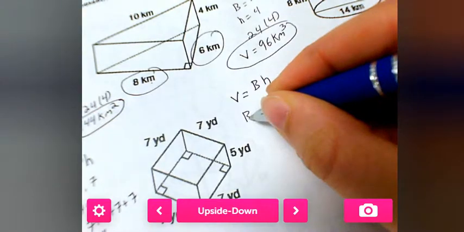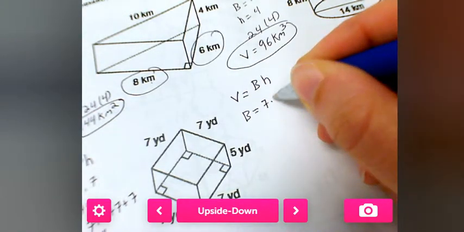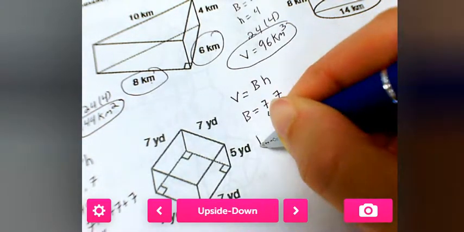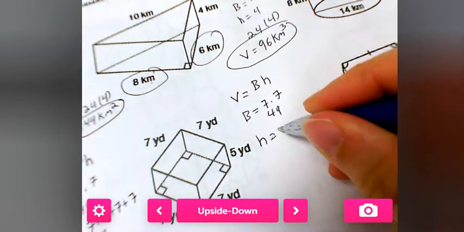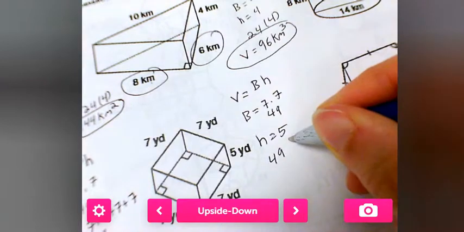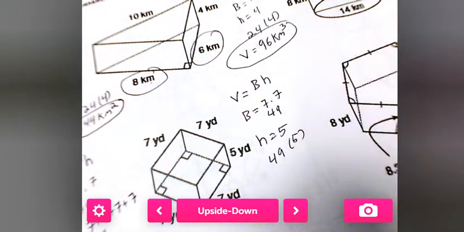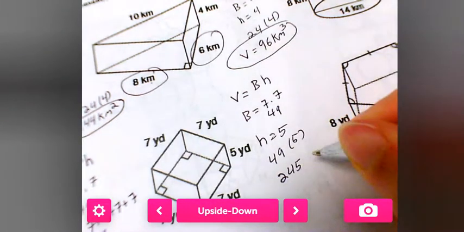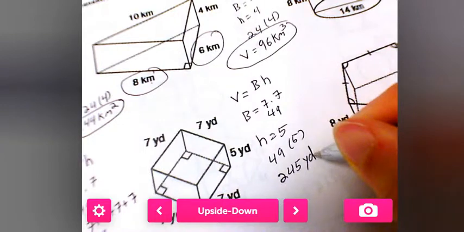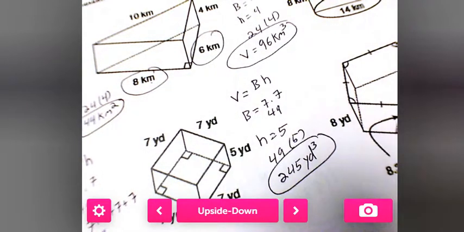Okay, so the area of the base for this is just 7 times 7, that's 49. What's the height? What's the distance between the two bases here? 5. So 49 times 5 is? So 245 what? Good. Okay, let's try a prism that we haven't done before.